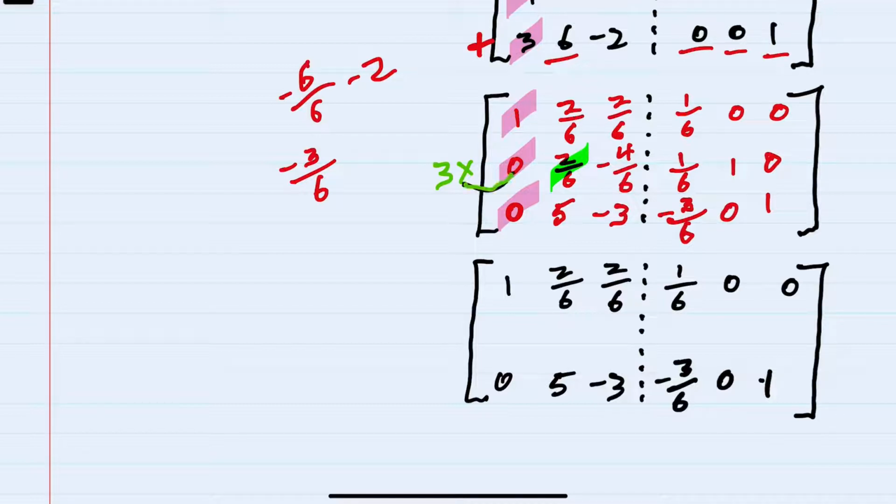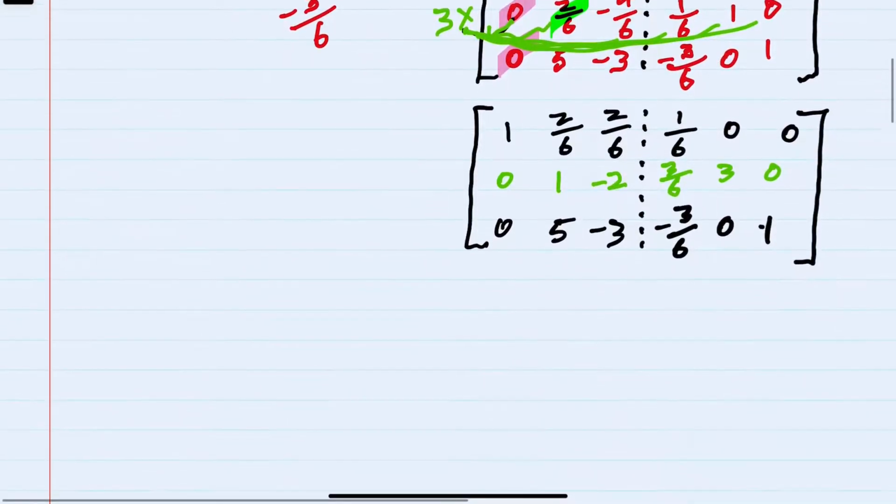3 times 0 is 0. 3 times 2/6 is 6/6, or 1. 3 times a negative 4/6 is a negative 12/6, or negative 2. 3 times 1/6 is 3/6. 3 times 1 is 3, and 3 times 0 is 0. So again, I'm one step closer.